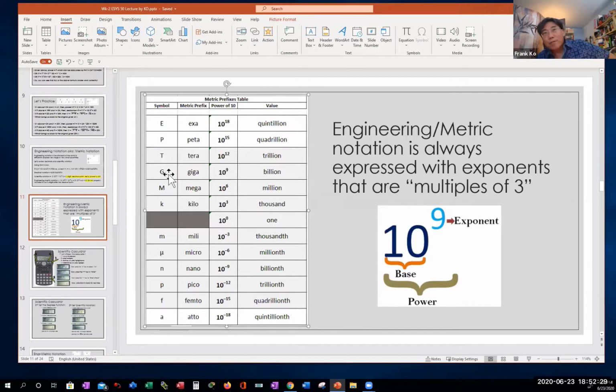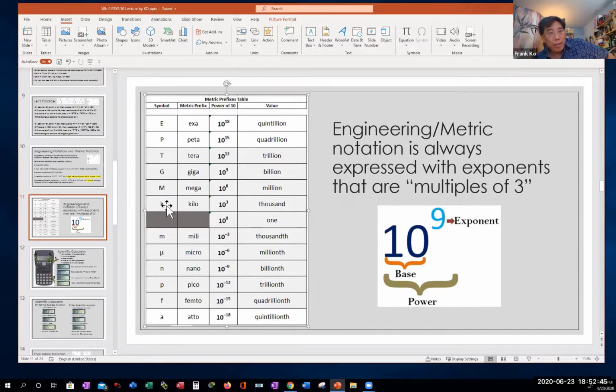Next one is giga. G for giga, capital G. It's pronounced as giga, not giga. And 10 power of 9, and that's billion. Then you have capital M, that's mega, 10 power of 6, million.